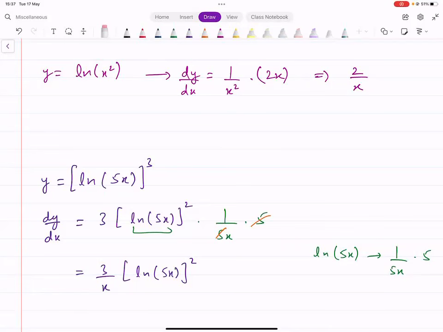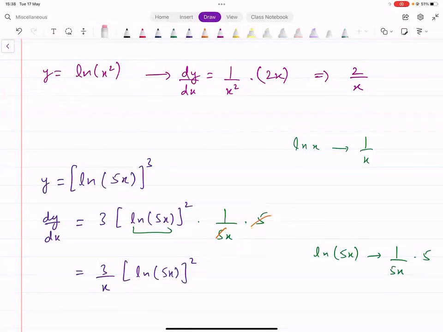ln 5x का derivative क्या होगा? ln का derivative क्या होता है? Remember, ln x का derivative होता था 1 over x. ln 5x का derivative क्या हो जाएगा? 1 over 5x. But then you multiply by the derivative of what is inside log as well. 5x के derivative से multiply करेंगे, which is going to be 5, and that is being multiplied right here.